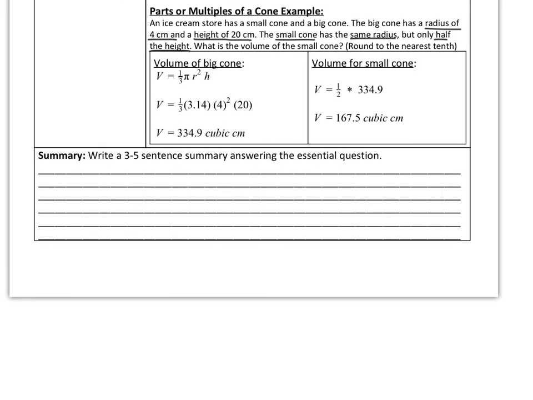Okay, take a few minutes, write that summary, make sure you're answering those essential questions at the top.